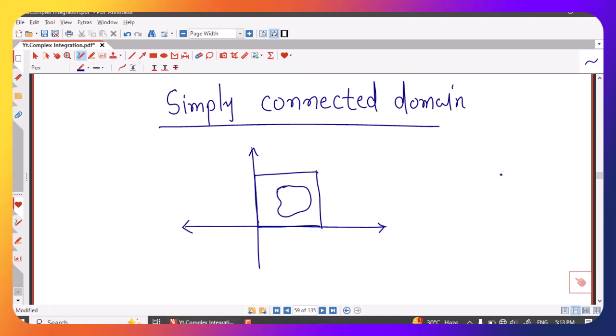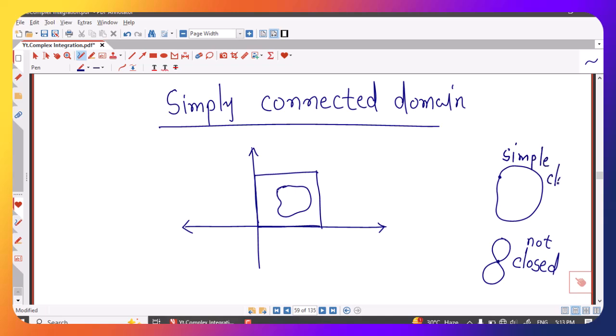Closed contour means that contour whose initial and ending points are same, and it is simple if it does not cross itself. If I am considering this contour, then this is closed, but it is not simple because it intersects itself at this point. But this contour is simple closed contour. This we have discussed in lecture number 1 on contour integrals.